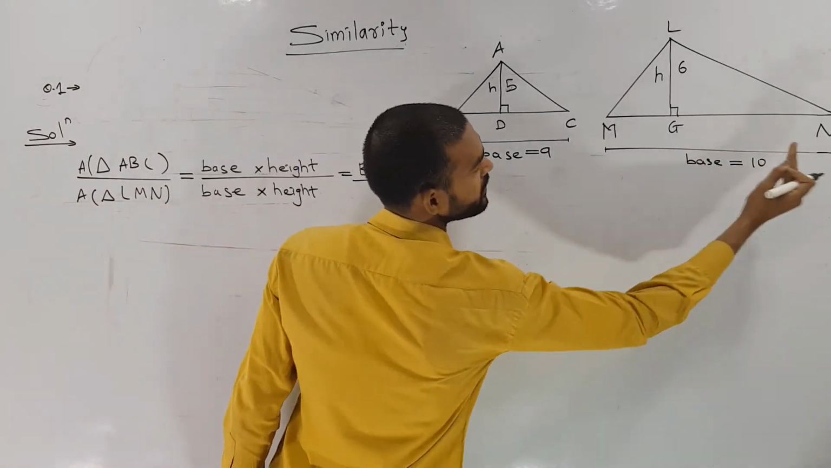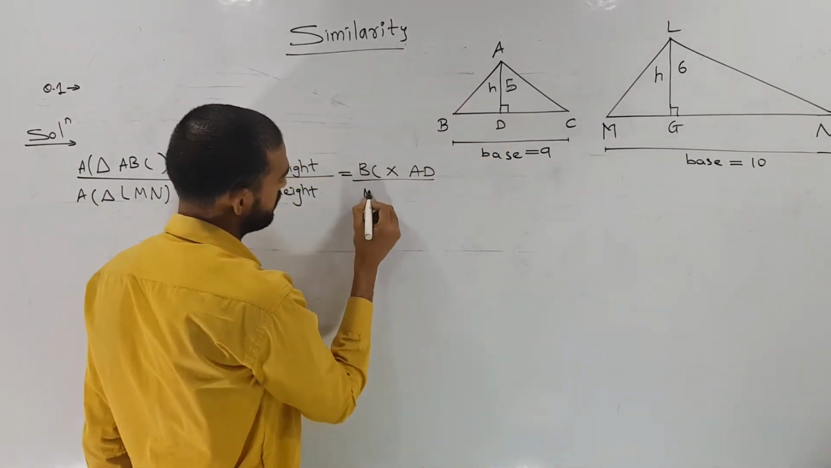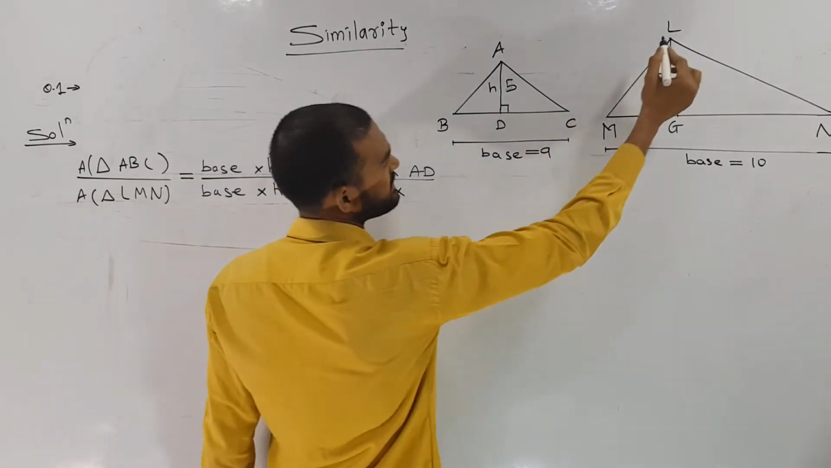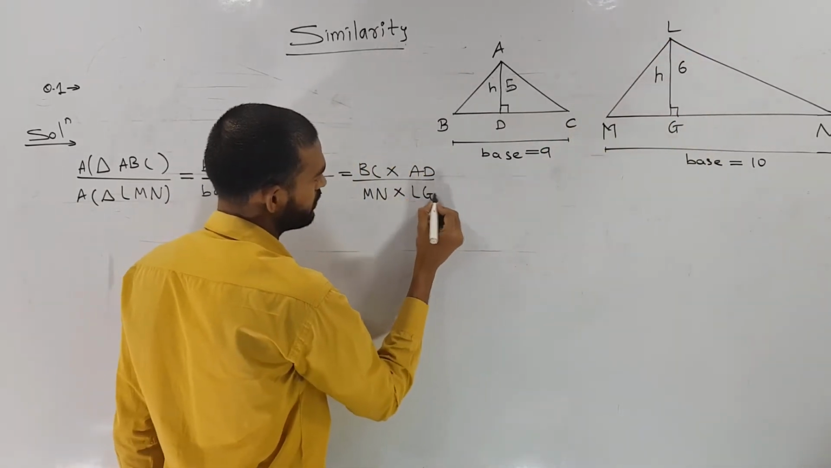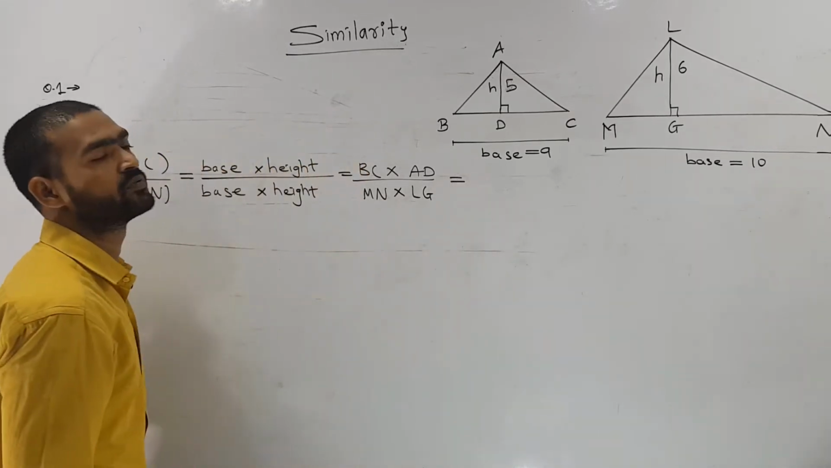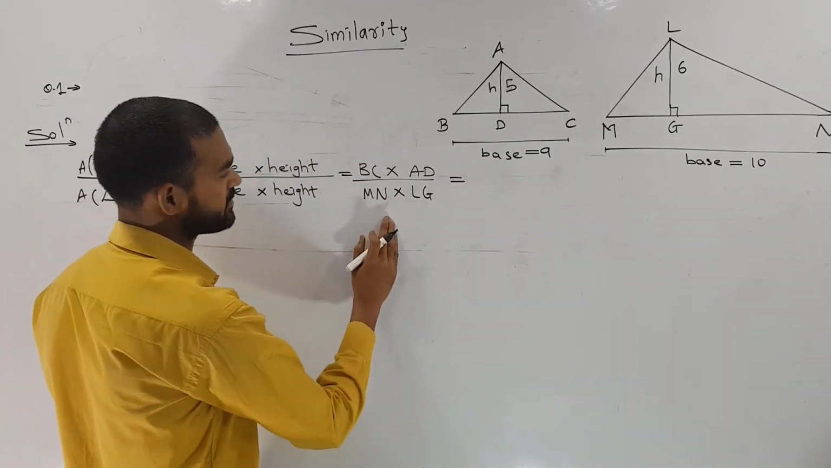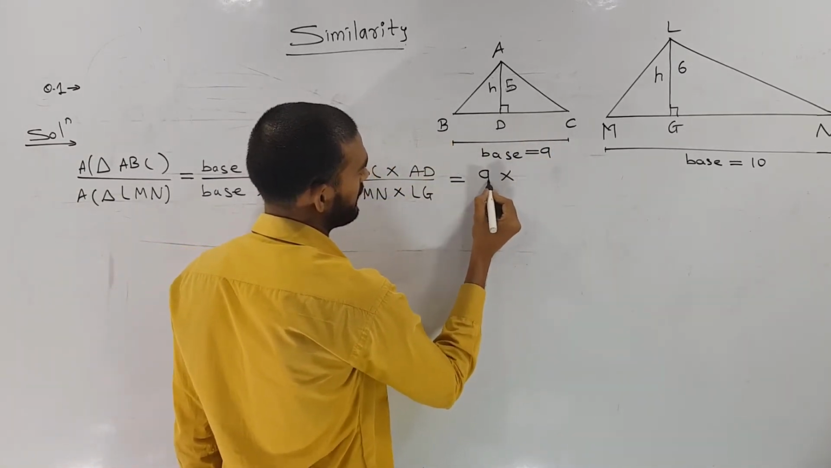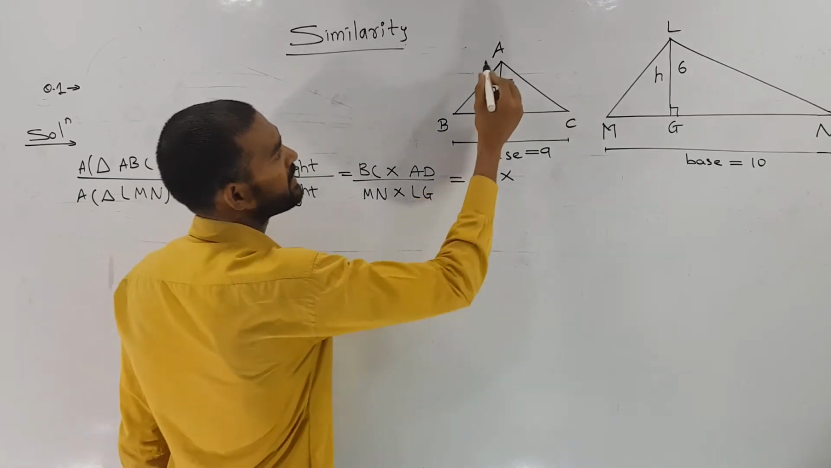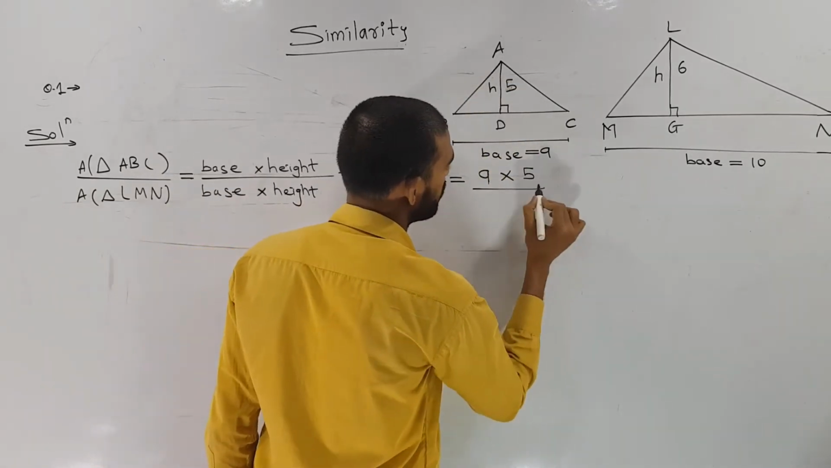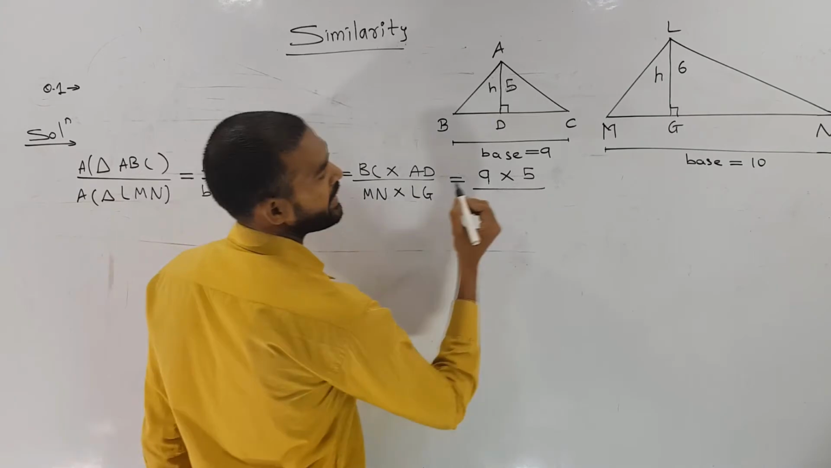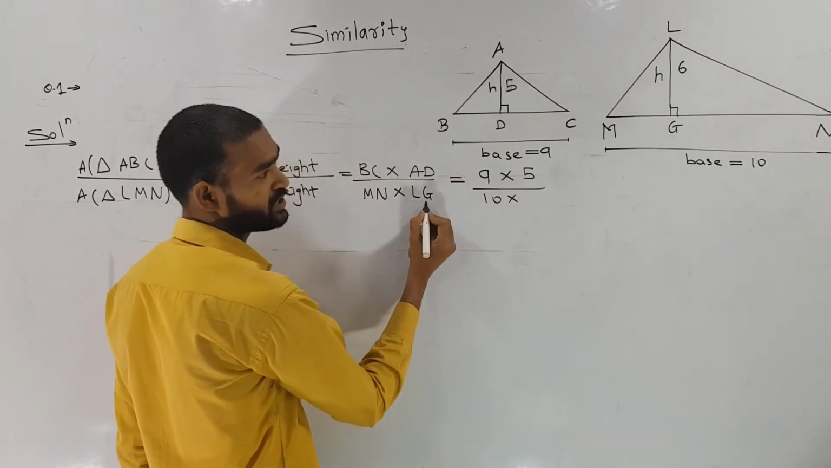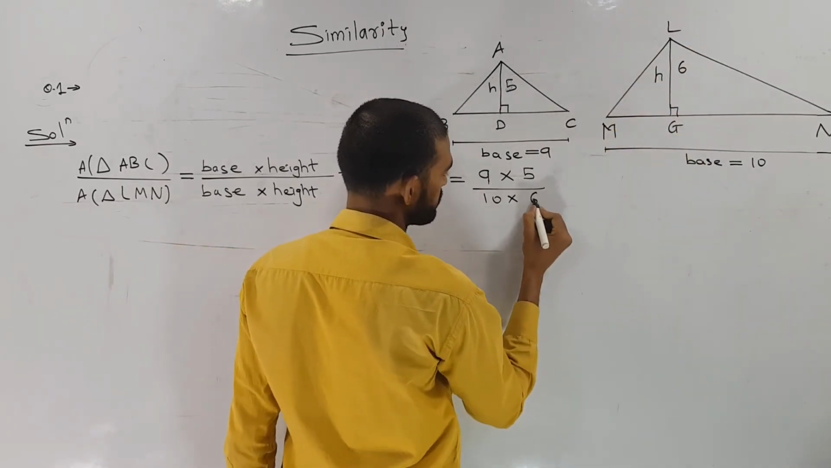What is the base? MN, into what is the height? Height is LG, is equal to. Do we know their values? Yes. BC is given 9 into what is AD? AD is 5, whole upon MN. MN we know is 10 and the last, LG, is 6.